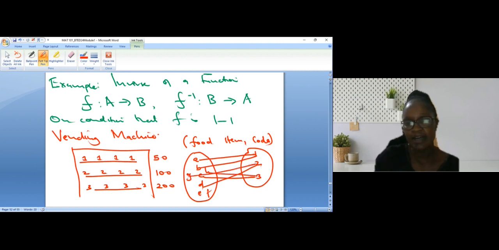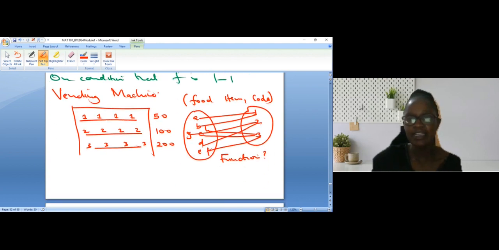And so you find that since every item has been assigned to a code, exactly one. So you notice that a food item has exactly one code. Then this is a function, and it is an example of a many-to-one function. So the relation is a function.